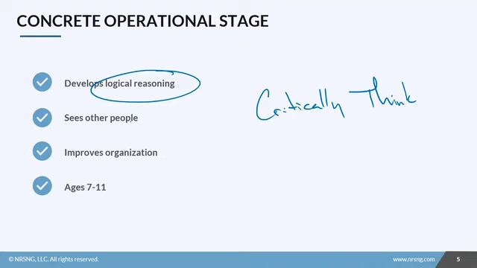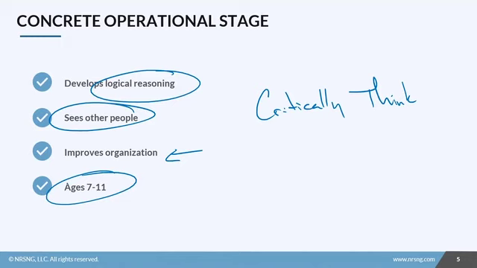They start to also see other people as independent objects, and then begin to see themselves in relation to those other people. You'll also start to see improvements in organization and classification during this stage. And they really start to use those processes and learn how and where they fit into society or their roles. And this stage is between ages 7 to 11.